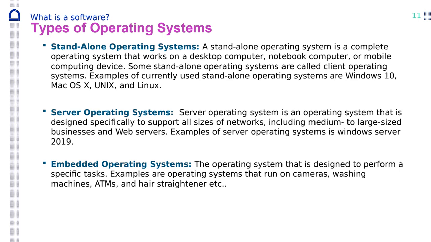We gave you example of types of operating system. We talked about standalone, server operating system. The third one is what? Embedded operating system, such as the one for ATM machine, okay, washing machines.